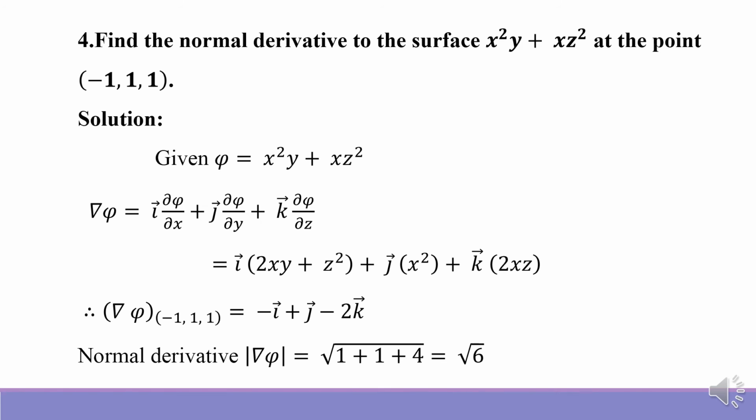Vector i into dou phi by dou x plus vector j into dou phi by dou y plus vector k into dou phi by dou z. First partially differentiate phi with respect to x, then phi with respect to y, then phi with respect to z.